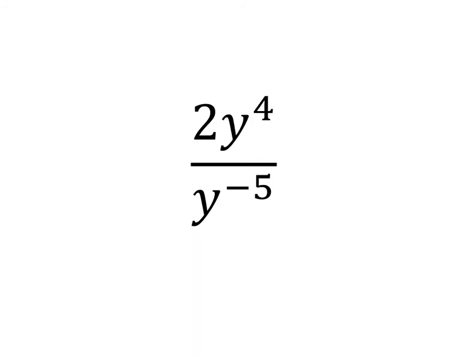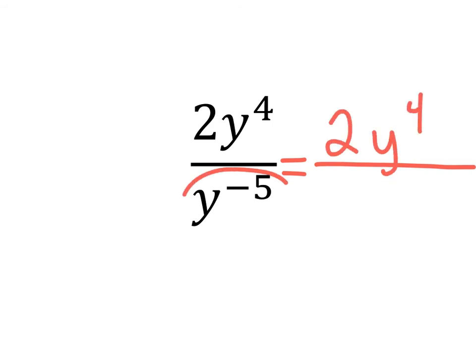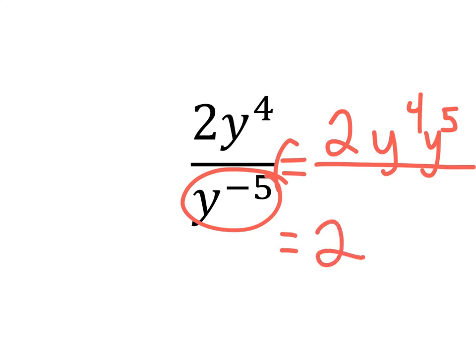Alright, just a few more, about 8 or 9, maybe 10 more. Same deal. Draw my line. 2y to the fourth is all good. But the y to the negative fifth has got to be moved up. So I'm going to put it right there. Which means I can simplify this to 2 times y to the 9th.